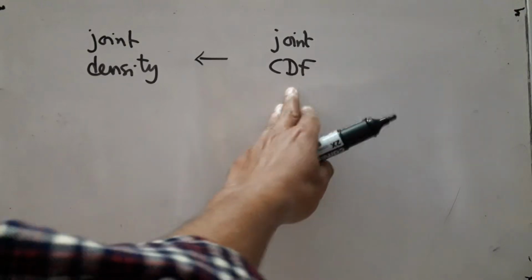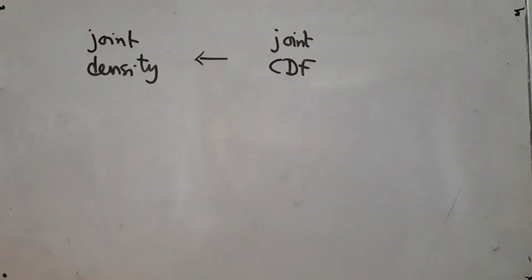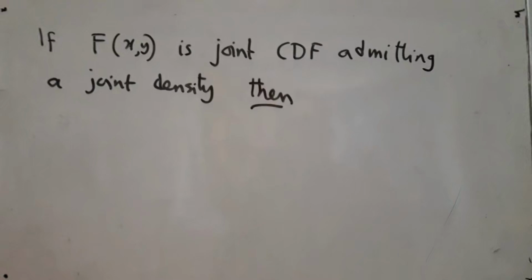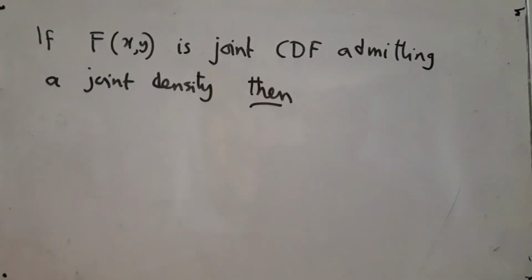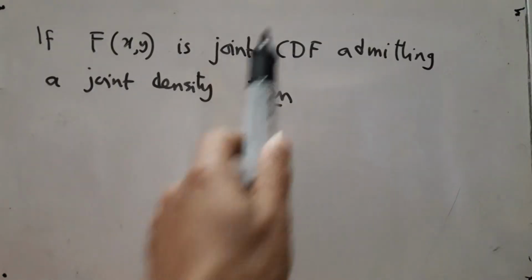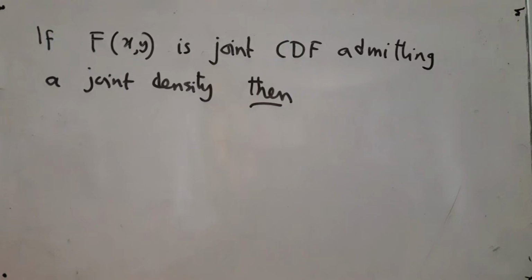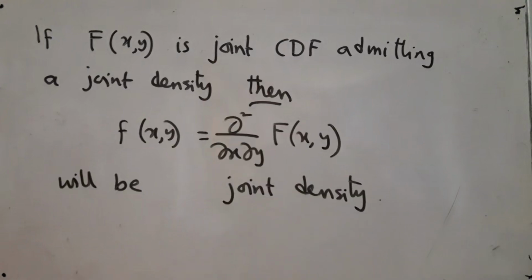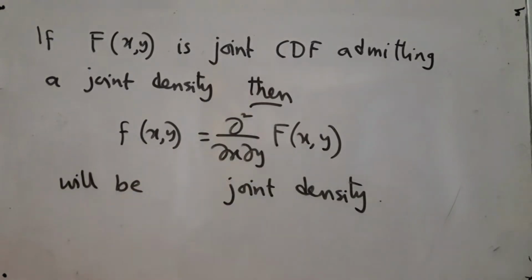When you are given joint CDF, you have to differentiate. If it is a bivariate CDF, you have to differentiate with respect to both x and y. So we have to talk about mixed partials. Here is the result. If F_XY is a joint CDF admitting a joint density, this means it is the joint CDF of a distribution for which a density exists, then this mixed partial will be a joint density. Of course, it does not matter which one you differentiate with respect to first, you will get the same answer.